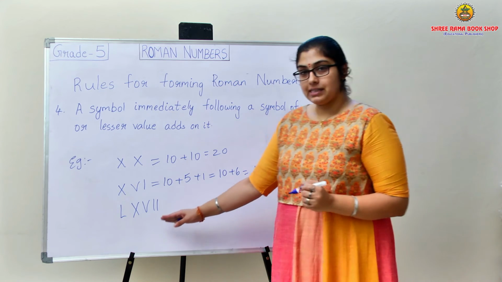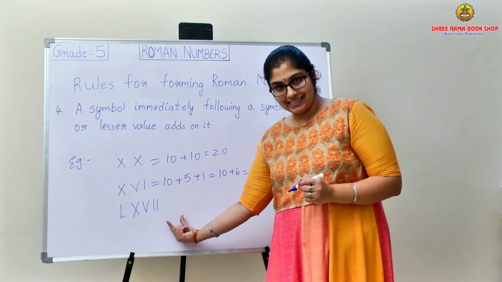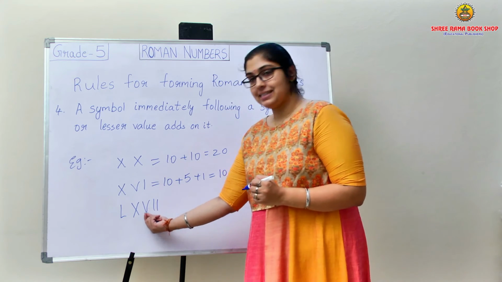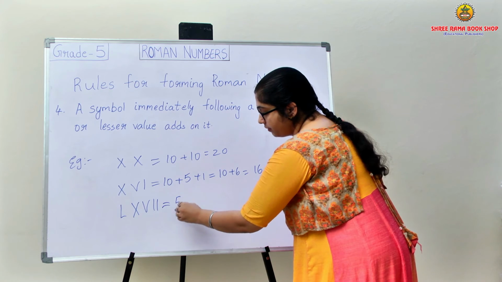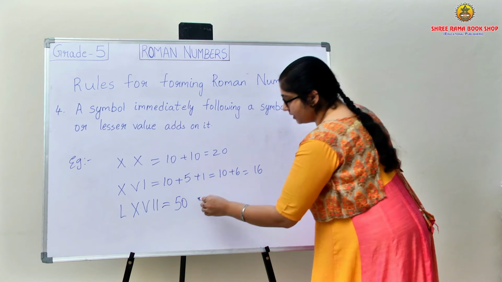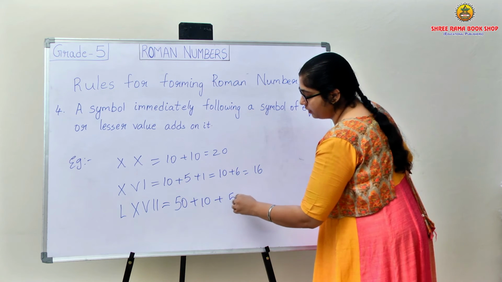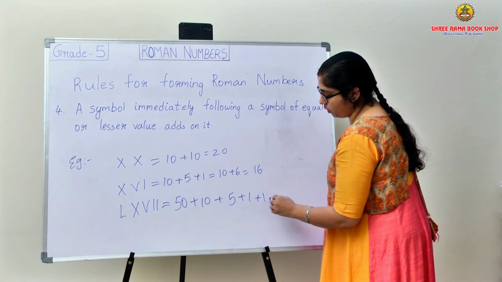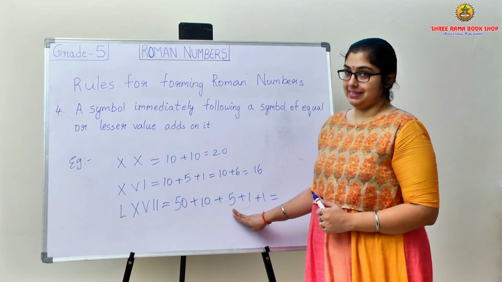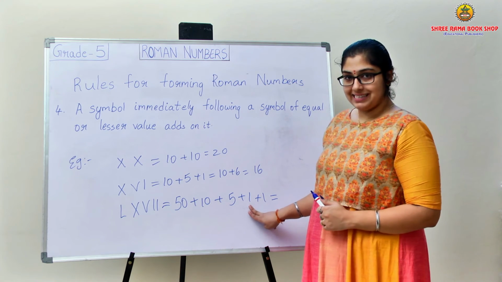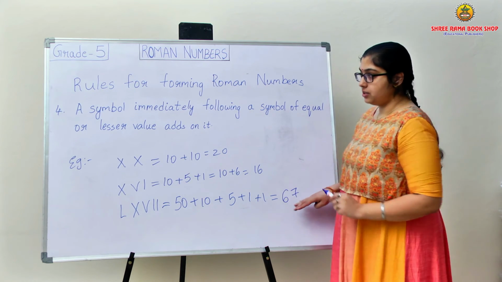Now I take one more example over here. Here I have one symbol L followed by lesser value symbols. Those are X, V, I and I. So what do I get over here? L represents 50 and X represents 10. So I need to add, according to the rule. 10 plus 5 plus 1 plus 1, which is 50 plus 10 is 60. 60 plus 5 is 65. 65 plus 1 is 66. 66 plus 1 is 67. So now you understood, right?